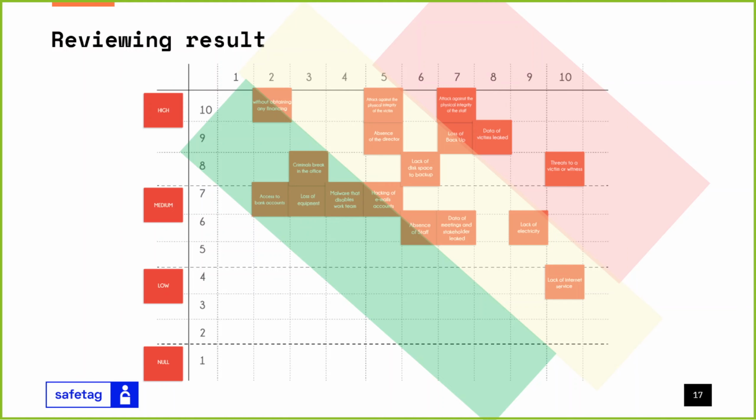That's it. In this example, we should do something about threats to victims or witnesses, the leaked data of victims, attacks against the physical integrity of the staff, and losing the backup, just to put this example.